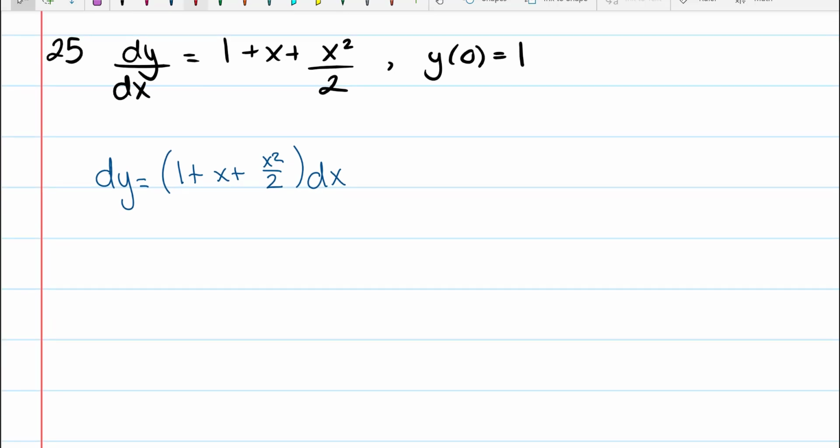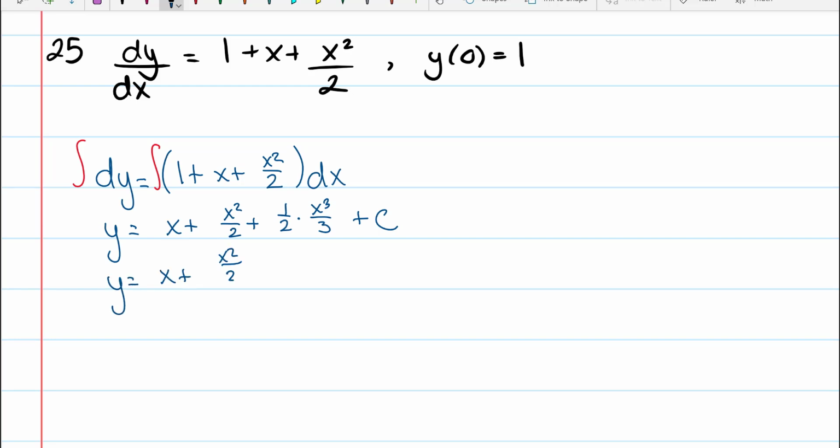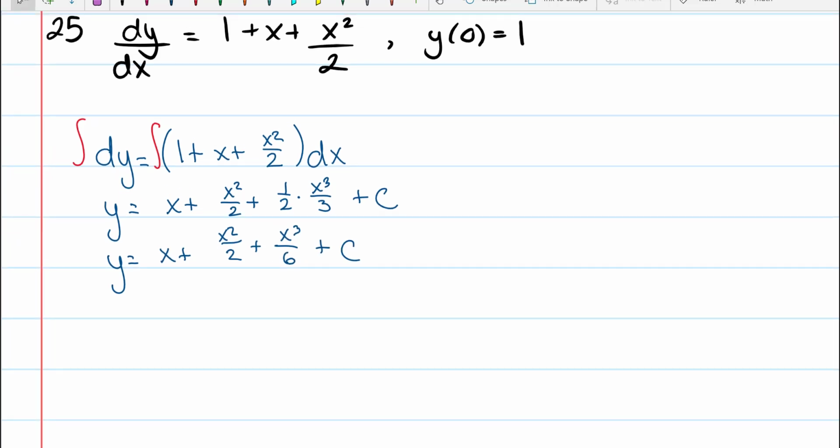And so from there, when we integrate both sides, we're going to get that y is equal to x plus x squared over 2 plus 1/2 times x cubed over 3 plus c. So you get y is equal to x plus x squared over 2 plus x cubed over 6 plus c. And then plugging in our initial value, we get 1 is equal to 0 plus 0 squared over 2 plus 0 cubed over 6 plus c. So c is equal to 1.